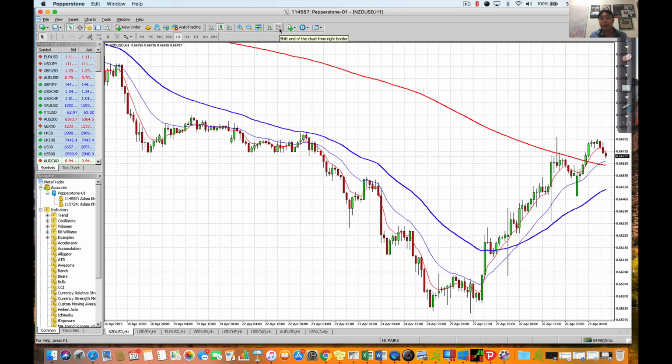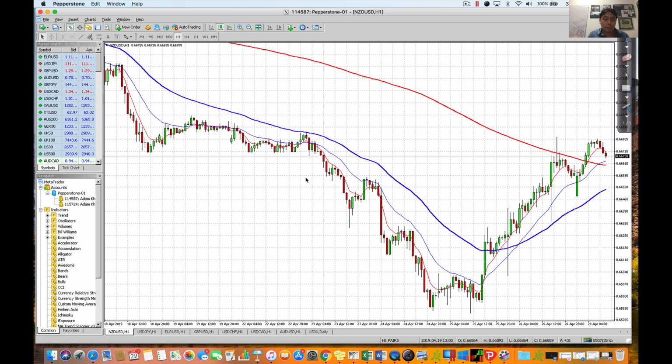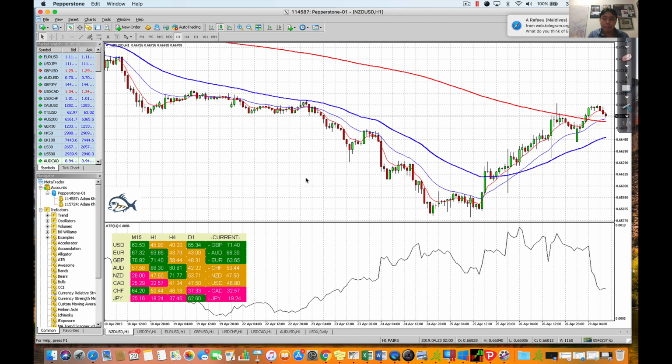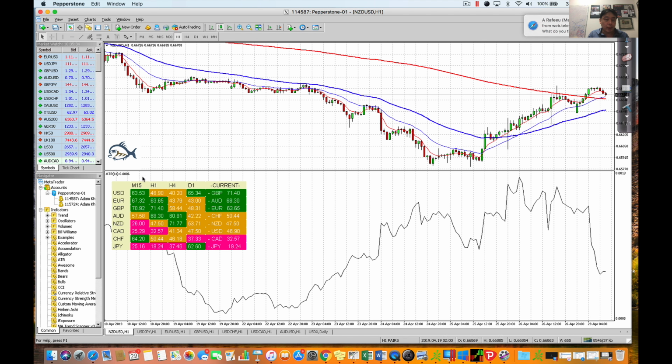And of course, all my students get this for free as part of our course, as part of our community. So this is called the currency strength meter. Let me just put it in right now. Okay, there we go. So over here on the bottom left, you can see the currency strength meter.